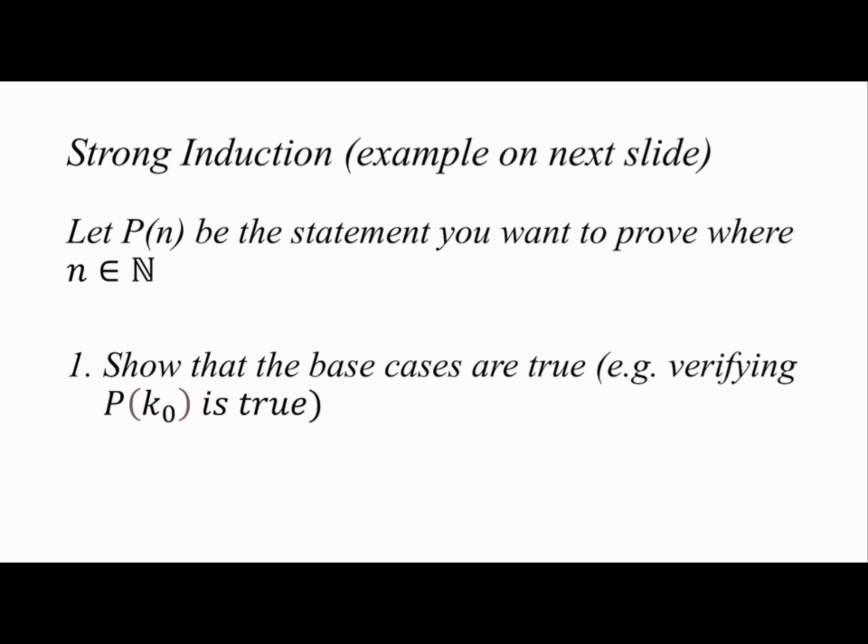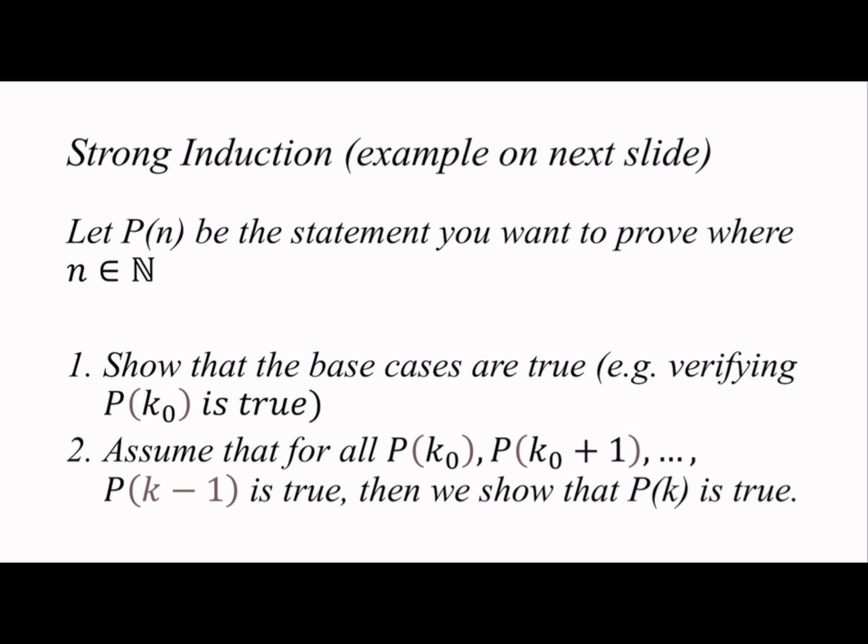So k0 can be anything. It can be 0, 1, 2, but it must be the first number in the sequence you want to prove. And we assume Pk0 plus 1 all the way to Pk minus 1 is true. Then we show that Pk is true. I'll be showing an example in the next slide.